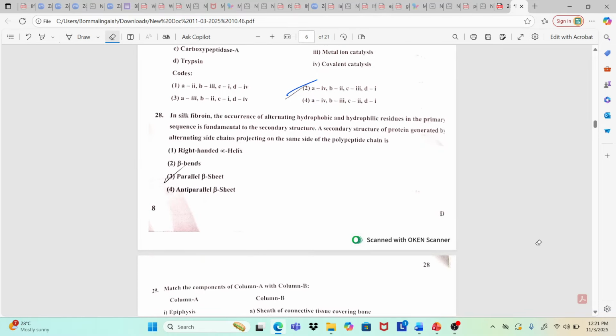Next, question number 28. The correct option is option number 3. That means parallel beta sheet is correct. We move on to the next question.